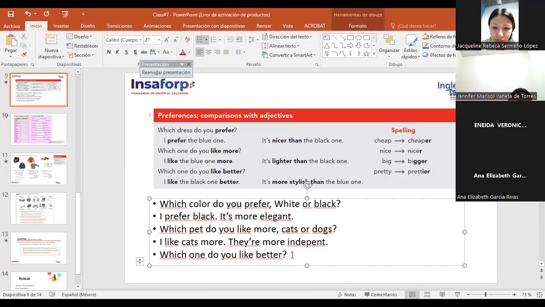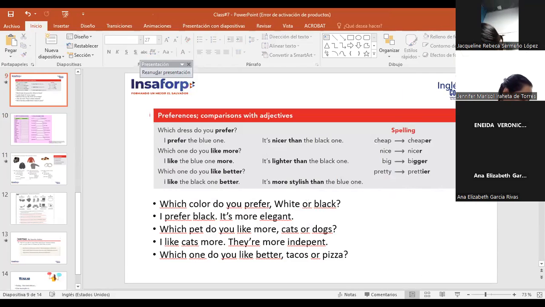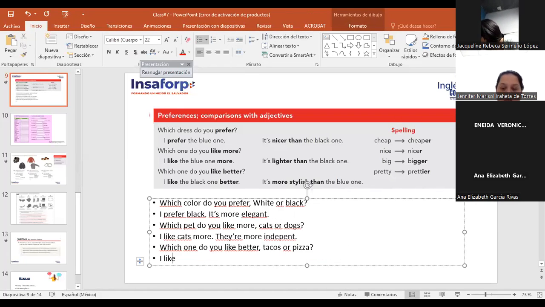Which one do you like better? Tacos or pizza? You can say, it's difficult, but I like tacos better. Why? They're more delicious. Or they are healthier. Entonces estamos usando comparativos. Más elegante, más independiente, más saludable. Ahora escriban sus preguntas y todos contestamos en el chat.